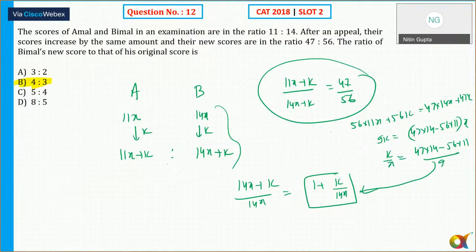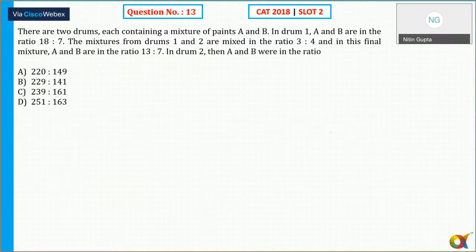चले आगे. All right, guys. So let's move to the next question here. Question number 13. Again, an interesting question. There are two drums. There is a drum 1, I'll say, and drum 2.